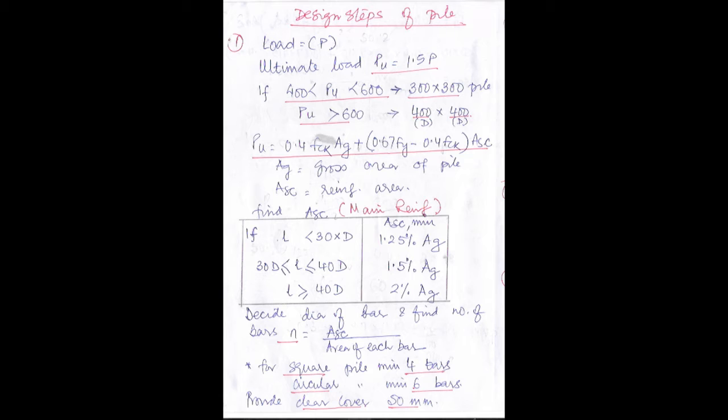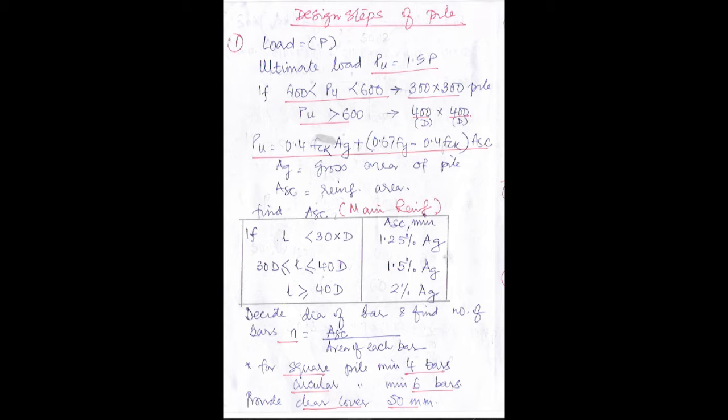Step number 1. The load acting on the pile foundation will be given in the question. Let us assume it as P. Then find the ultimate load, that is PU, equal to 1.5 P. Here I will follow the limit state method for design. So we have to find the ultimate load as 1.5 times the load applied on the pile.